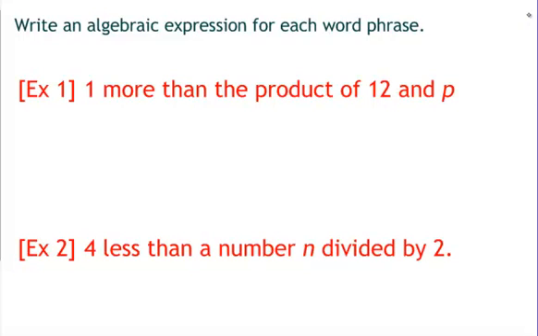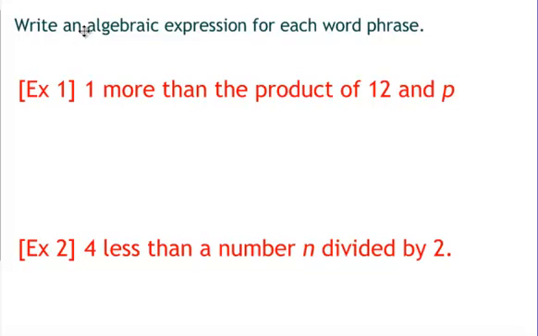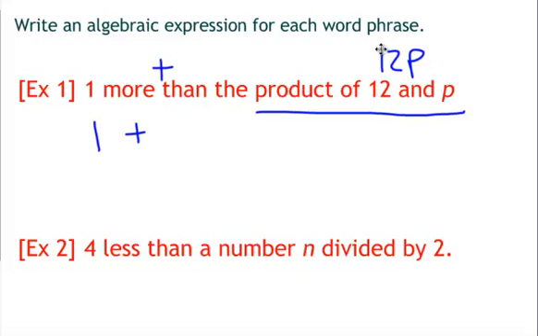Write an algebraic expression for each word phrase. So here we have a word sentence. We need to turn it into an algebraic expression. 1 more than the product of 12 and p. So what is more than? Well, if we look back on our chart, more than is addition. So 1 more than, and you could put it up here, that'll help you, the product of 12 and p. The product is multiplication, 12 and p looks like this. So 1 more than the product of 12 and p. So it could be 1 plus 12p. And if you put a multiplication symbol in there, that's fine.